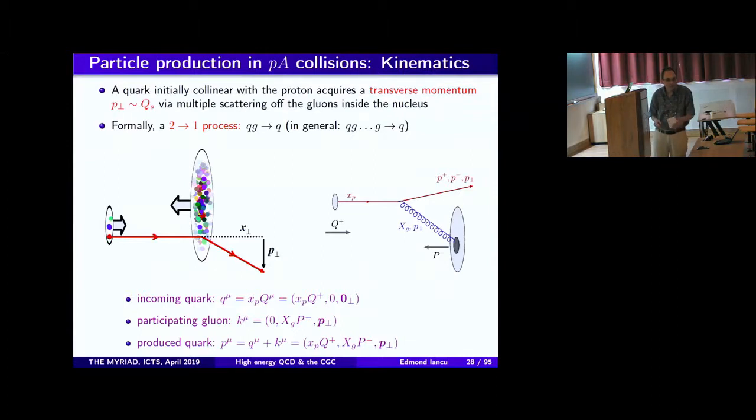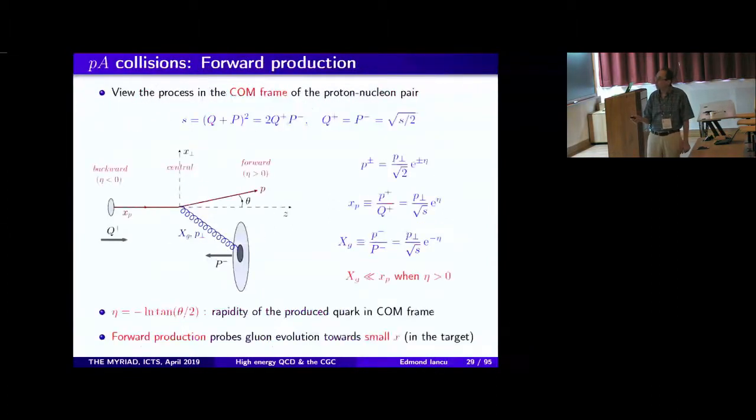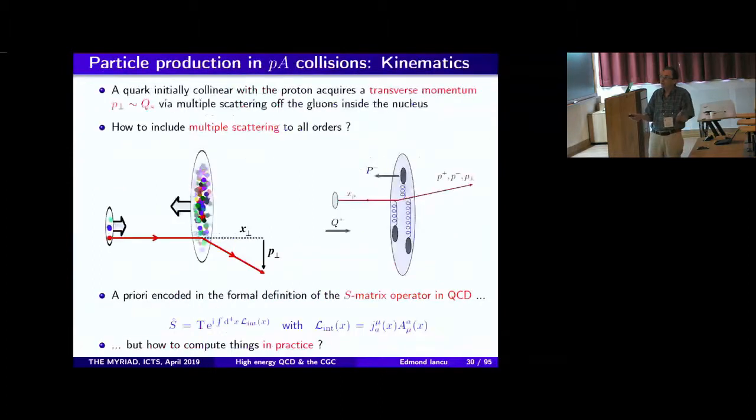So the kinematics, that was the question. Perfect. Good. So now I move to what Søren just mentioned. In reality, here I have multiple scattering because I have a dense gluon system. And this quark undergoes multiple scattering.